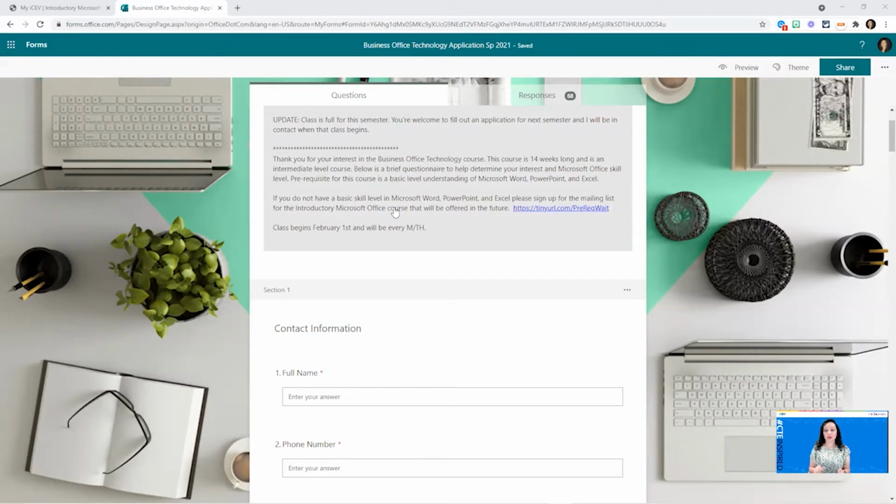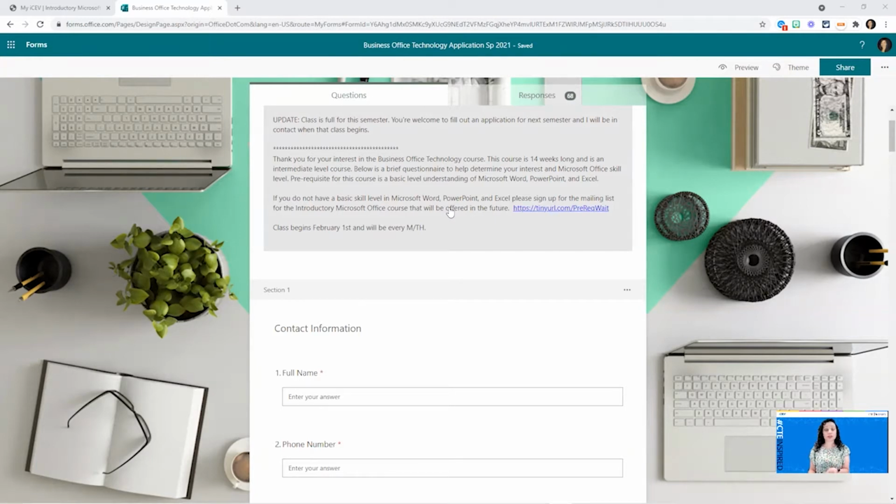So that's the first point that I had mentioned before, right? So I'm allowing the students to choose if they want to apply for the beginner level class, and they don't have to actually fill out this application. They can just click on this link here and apply for the beginner level class. So the basic skill level is going to prepare them. It's going to serve as a prerequisite for this intermediate level class.